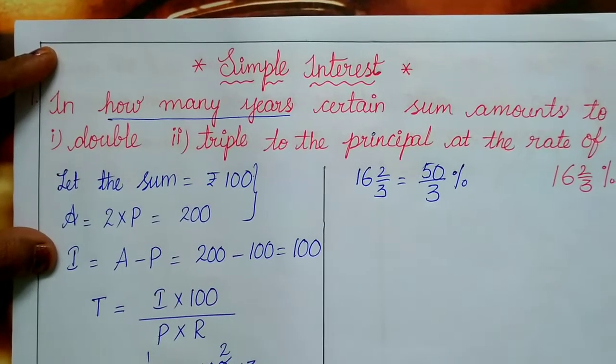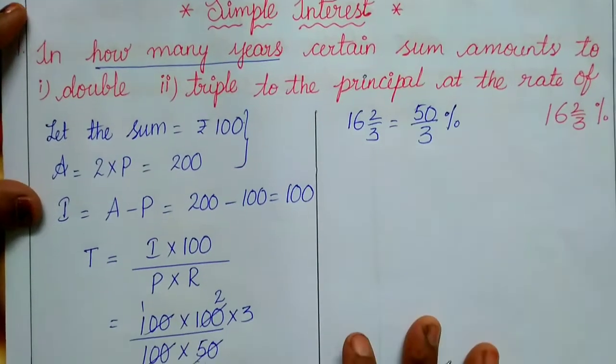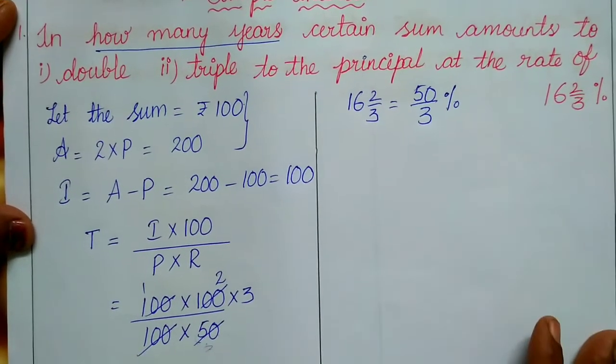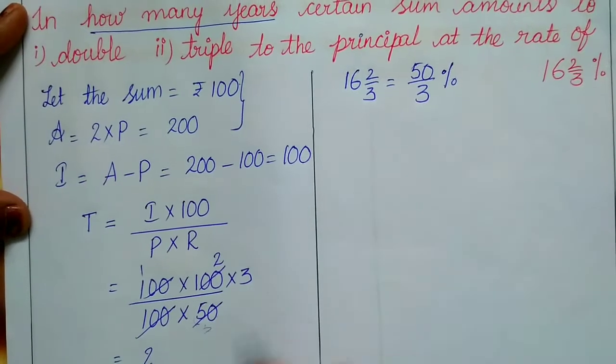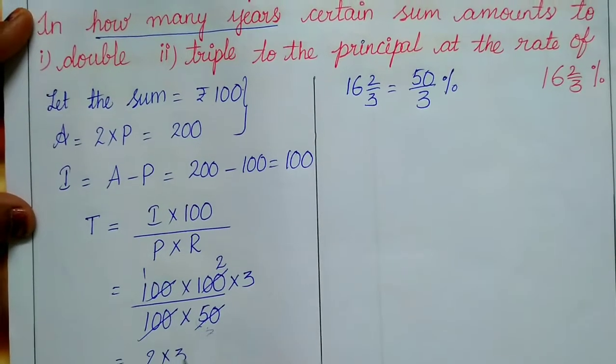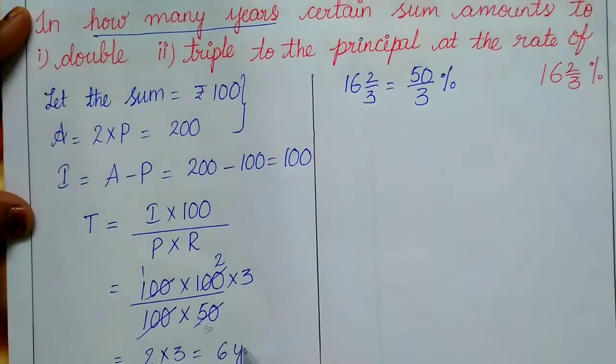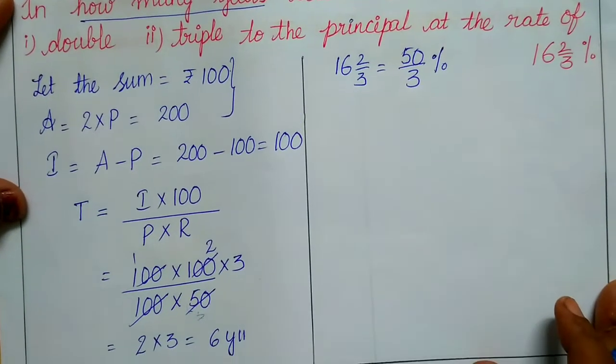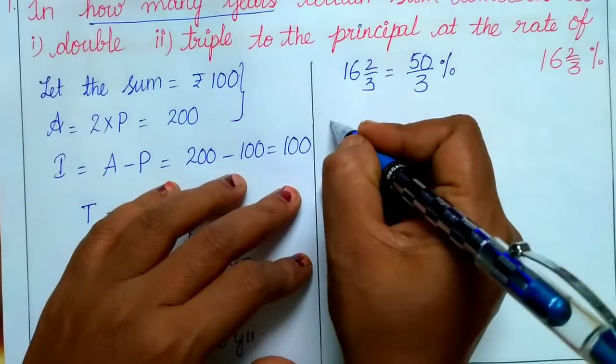So what did we get here? 100 ones are 100 and 50 2s are 100. So 2 3s are 6 years. This is the required time period. Now let us go to the second part. Here it is, the second part.